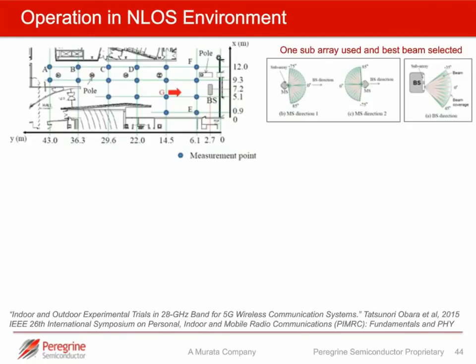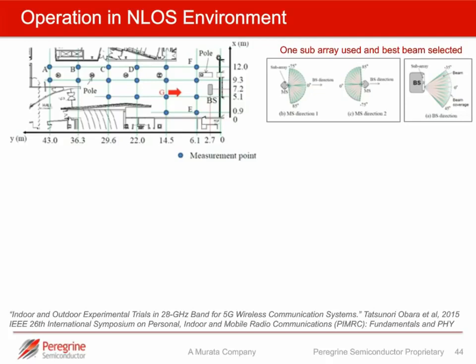So this is another study looking at non-line of sight environment, and this has some interesting findings. If you look at this example, two cases were tested. You can see on the top right is a base station with a scan range of approximately plus or minus 45 degrees. In the box on the left, there are two mobile station cases. In one case, the mobile station points towards the base station and scans and finds the ideal signal. In the other case, the mobile station points away from the base station.